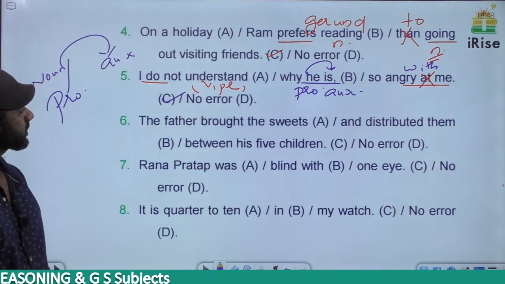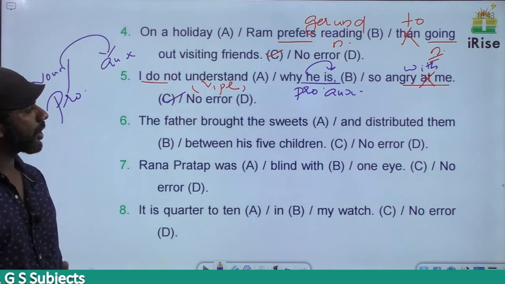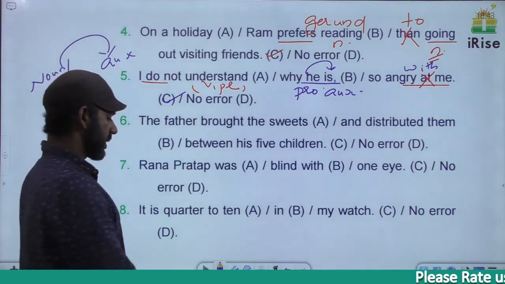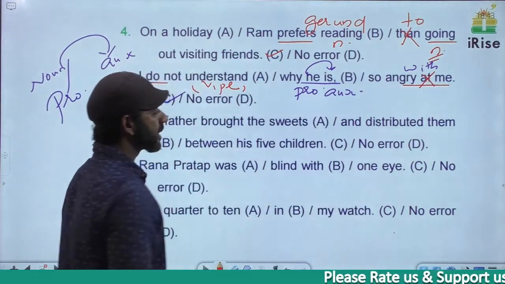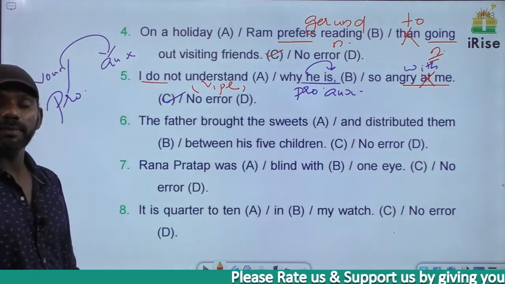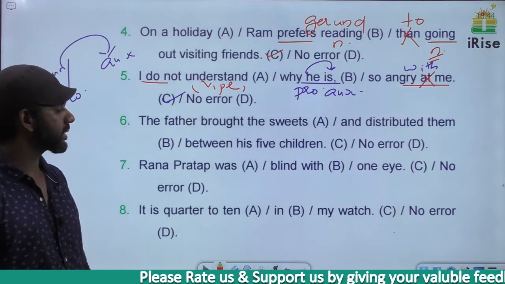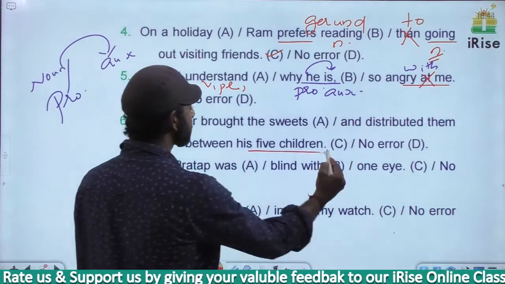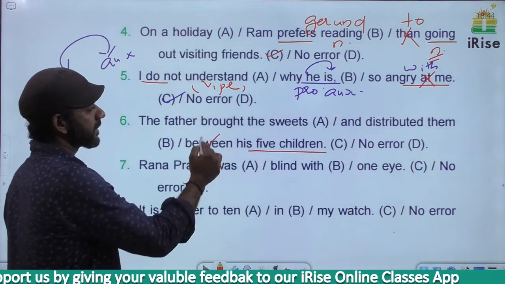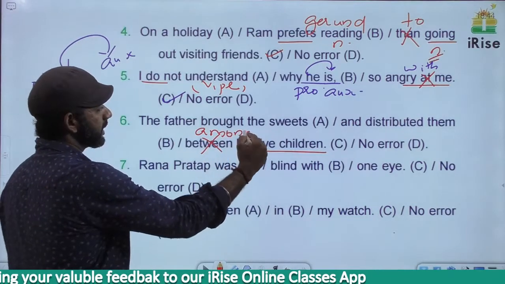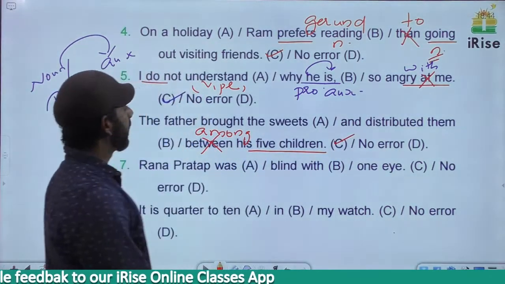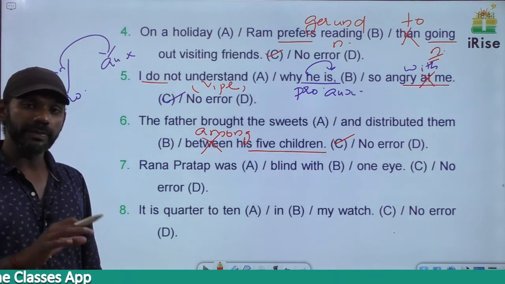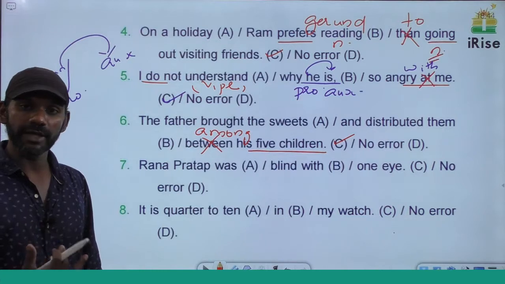The next one. The father brought the sweets and distributed them between his 5 children. Between can be used only when there are 2 entities. Among can be used only when there are more than 2 entities. How many entities are talked about in this sentence? 5 entities, 5 children. So we cannot go for between. It must be among. That is the error. The error is in part C. The father brought the sweets and distributed them among his 5 children. Between his 2 children is correct. Among his 5 children.